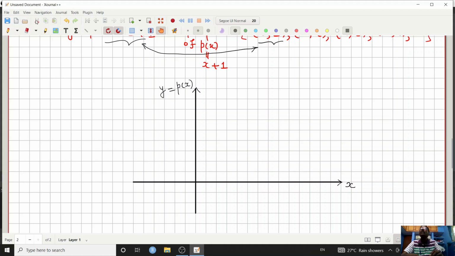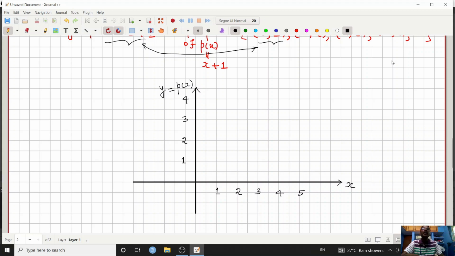Okay, now before that, let us mark this as 1, this is 2, this is 3, this is 4. On the x-axis we are marking the points. Likewise on the y-axis we are marking the points. So this is 1, this is 2, this is 3, and this is 4.